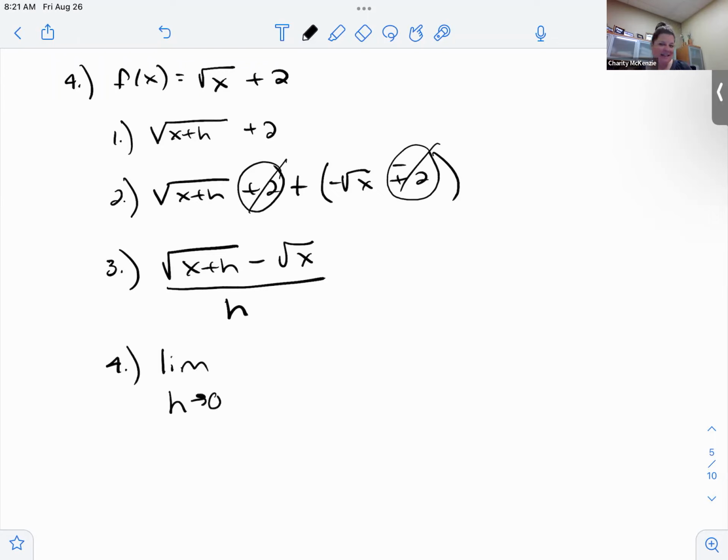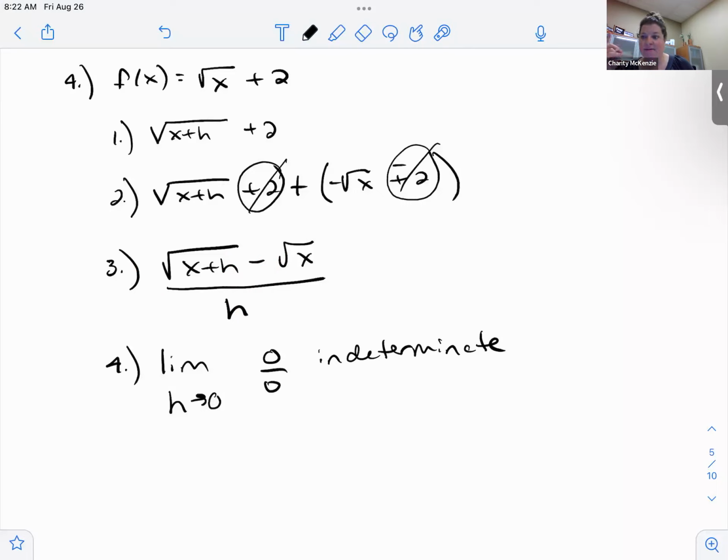Because I can't cancel my h with anything on the top. You can't cancel under a radical and a minus connected. Nope. It would have to be out front of everything. So when I go to do this, it's 0 over 0 or indeterminate. What are the 2 things we can do to rewrite this function so that we can actually see the derivative or the limit?